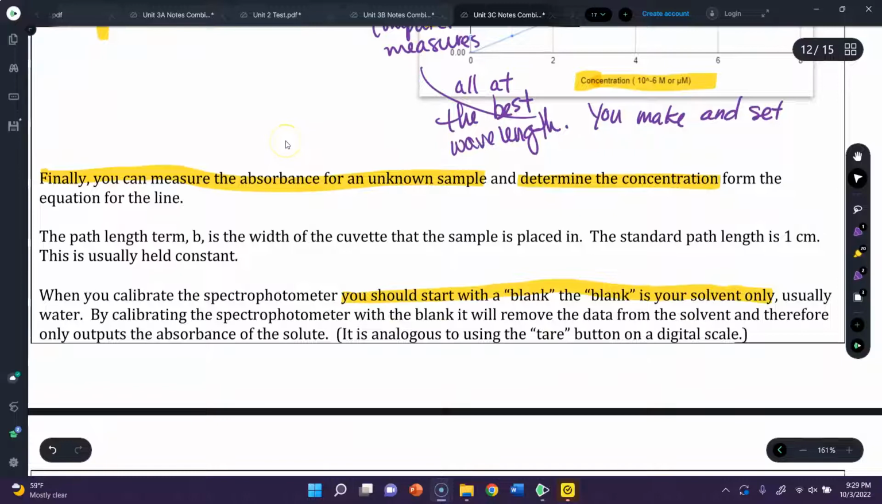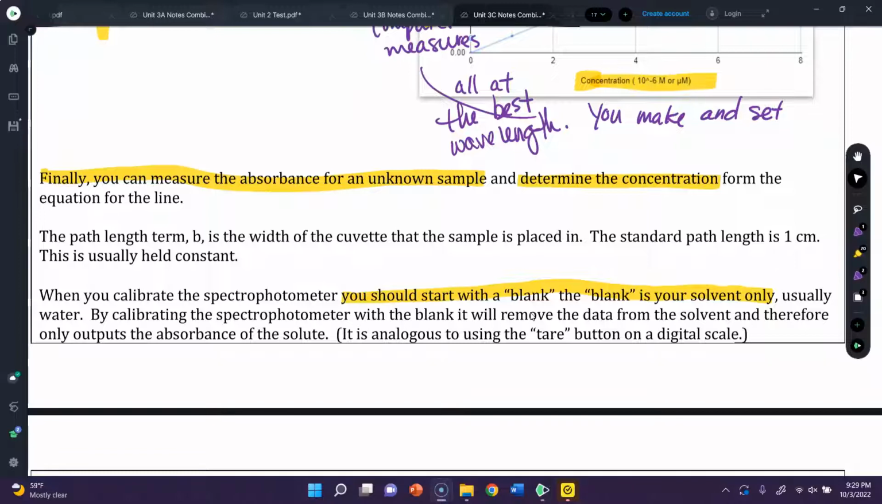When you calibrate the spectrophotometer, you should always start with a blank, and that is only your solvents. It's usually just pure water. By calibrating the spectrophotometer with a blank, it removes the data from the solvent. So like you're saying, hey, this is my baseline value, and now we're going to look at the concentration of a specific solute in this thing. So if the water gives like interference data, you're getting rid of it by using it as a blank.